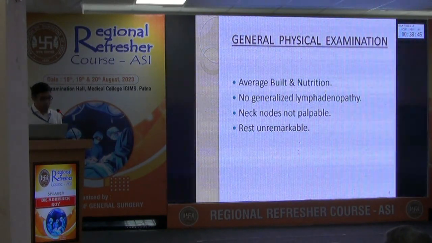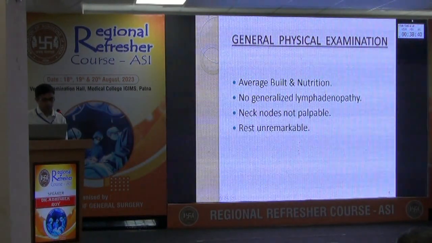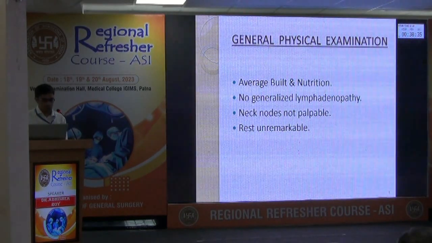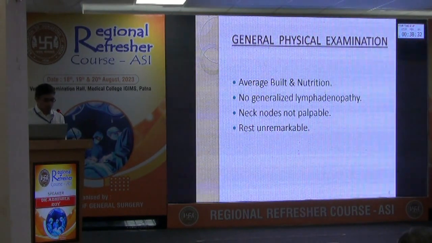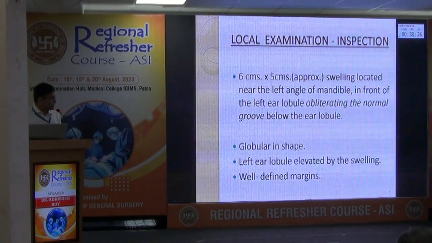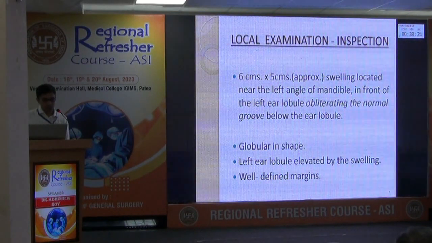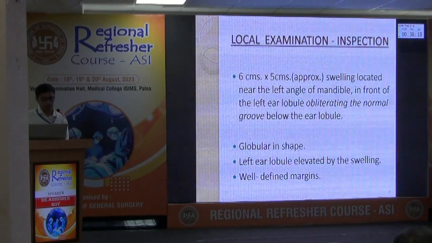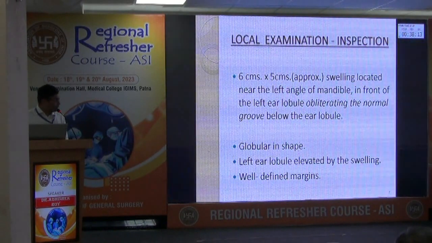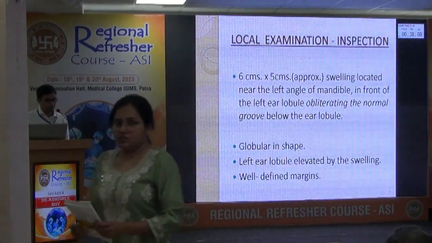Starting with the examination, in general physical examination, he had an average build and nutrition. There were no neck nodes palpable and no generalized lymphadenopathy, and the rest of the findings were unremarkable. Vital signs and all the other findings were normal. So quickly moving on to the local examination. Firstly, the inspection part. On inspection, we found a 6 cm by 5 cm swelling. It was located near the left angle of mandible, and it was mainly in front of the left ear lobule. One important point is that it was obliterating the normal groove that is usually present below the ear lobule.